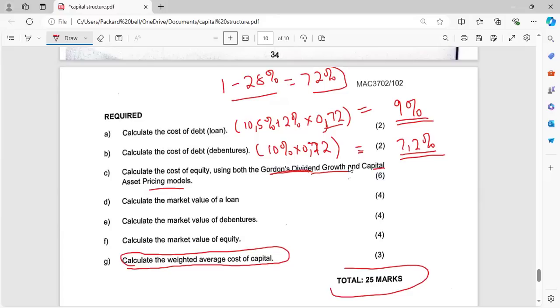Remember, we agree that a loan is going to attract tax. So this is the after tax that we are talking about here. I don't know if you are together, you guys. Are we together there?